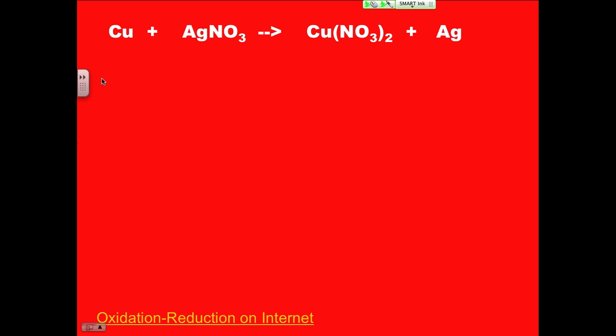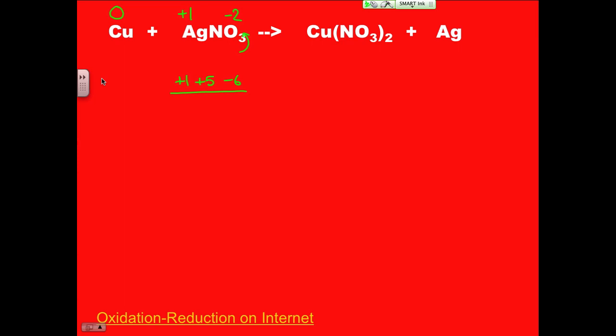Cordero, what's the oxidation number of copper? 0. Why is it 0? Because it's alone. It's an uncombined atom, so copper is 0. Silver is going to be +1 because that's its charge. Oxygen is -2. What's the oxidation number of nitrogen? Silver, we have a +1. We have 3 oxygens at -2, so that's -6. +5, right?